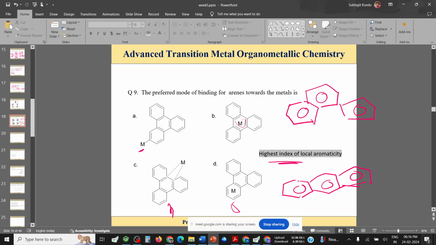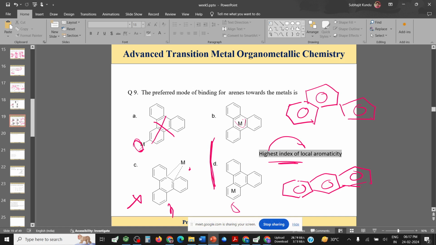So if we look at these types of ligand systems, here this is not binding in the aromatic fashion, it is a terminal mode of binding, so this option cannot be correct. With these, this is somehow eta 6 mode and this is somehow eta 4 mode of bonding. With these types of annulated systems, the eta 4 mode of bonding is quite not possible, so we can also cross out this option. Now with these two, we need to find the highest index of aromaticity.